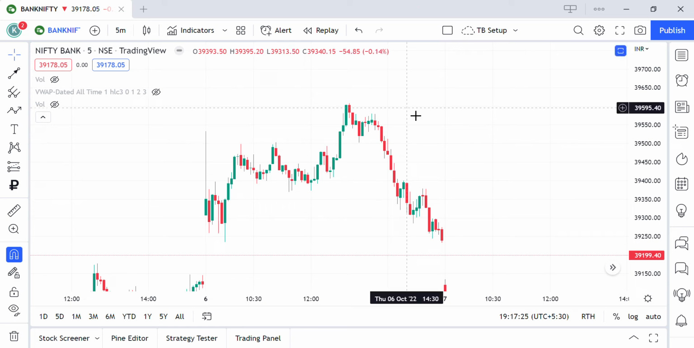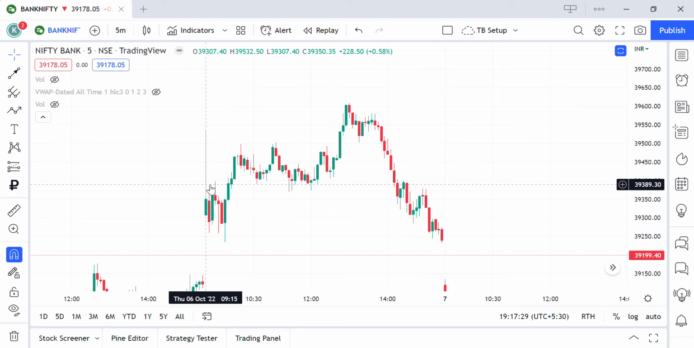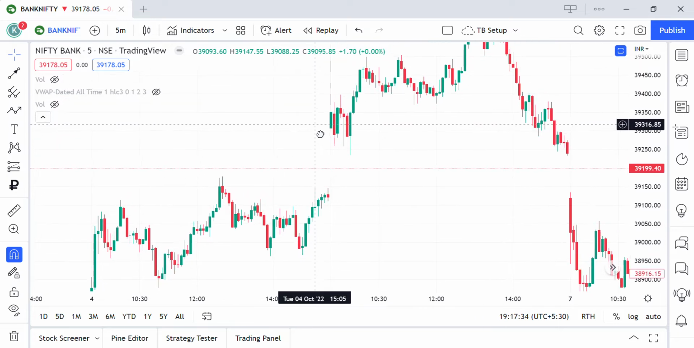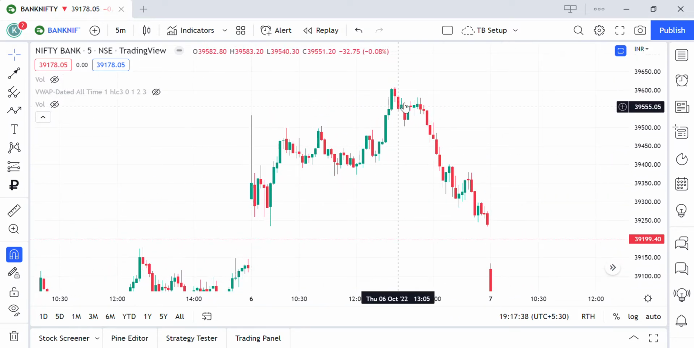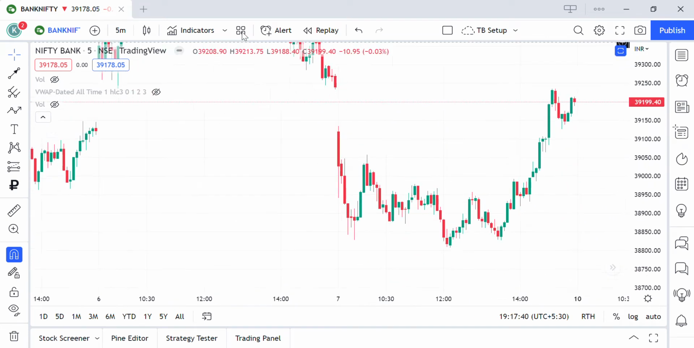Hello friends, this is the Bank Nifty 5 minutes chart on 6th October 2022. We have seen that price is going higher highs in the last few days, and then there is a hidden reversal at this level, and then the market crashes immediately after that.